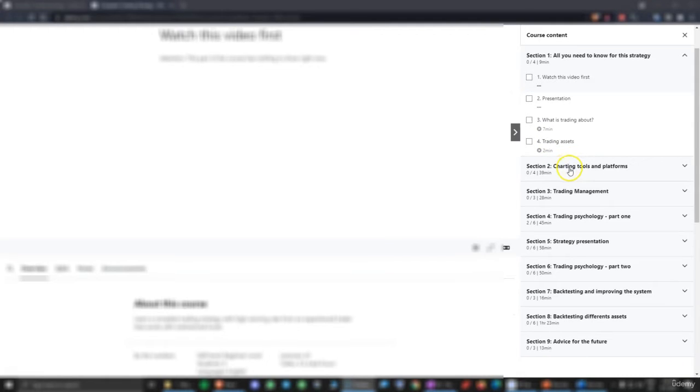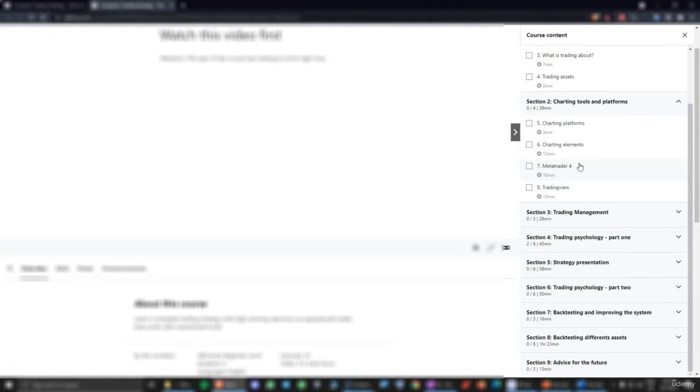Section 2, charting tools and platforms. This is technical knowledge and videos. I'm going to introduce here charting platforms. In here, a few charting elements that we are going to use only for this strategy. So I'm not going to show you all the charting elements in the world. I'm going to show you only the stuff that we use in this strategy.